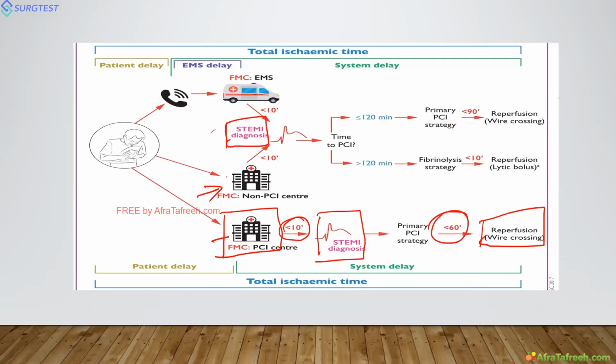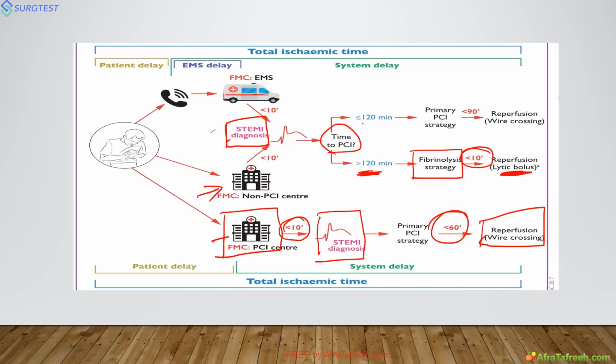Whenever the patient comes to a regular hospital, a non-PCI center, you see whether you can transfer the patient to a PCI capable center or not. Whenever the PCI capable center is more than 120 minutes away, you should not waste time. You should do a fibrinolysis strategy, most probably with bolus fibrinolytics. We will discuss which are bolus fibrinolytics, within 10 minutes.